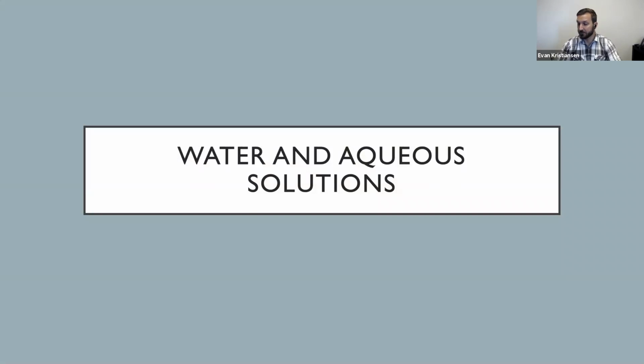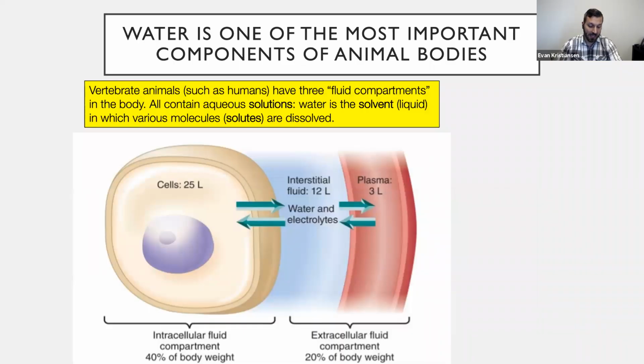Okay, so what does this mean? Well, in animals and in biology in general, water is a really, really important compound, a really important molecule. It's so important, in fact, that we have lots and lots of water in our bodies. Inside of our cells, in aggregate, if you added up all of the cells in our body, you have about 25 liters of water. In the fluid between the cells, there's about 12 liters of water total in your body. And in your blood plasma, there's about 3 liters of water total. So that's quite a lot of water.